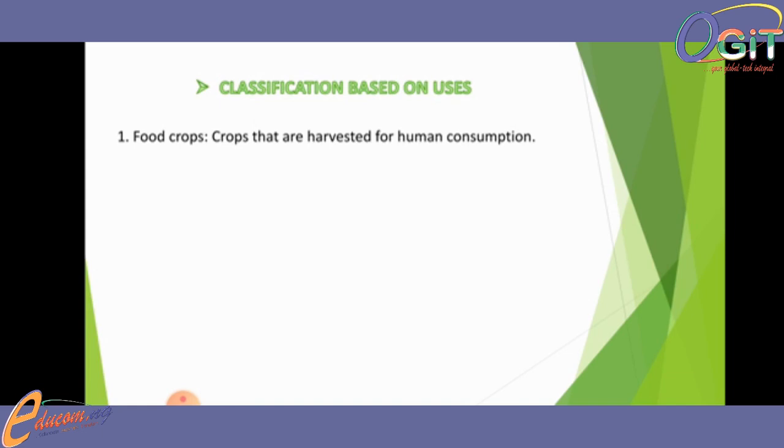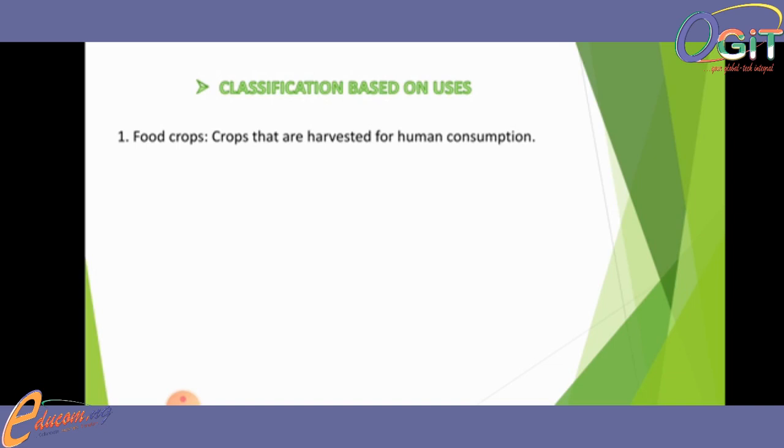And also, we have root crops or tuber crops. The main output of these crops are roots and tubers. The roots and tubers are edible. Examples are carrots, yam, potato, and others.